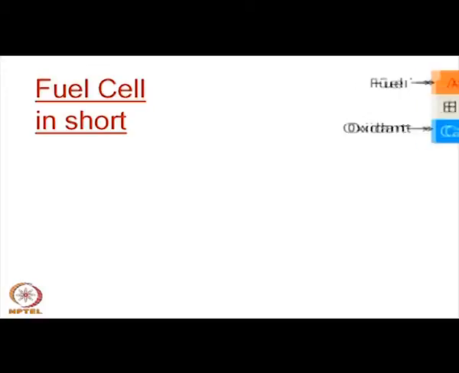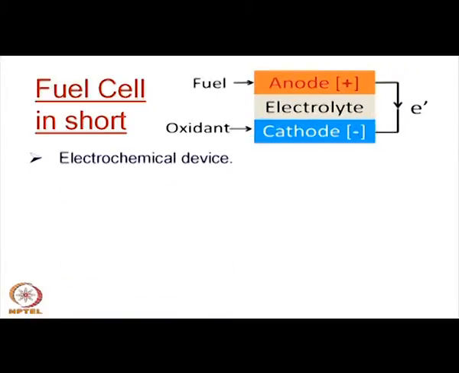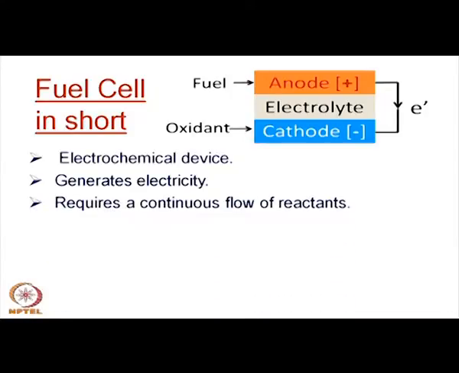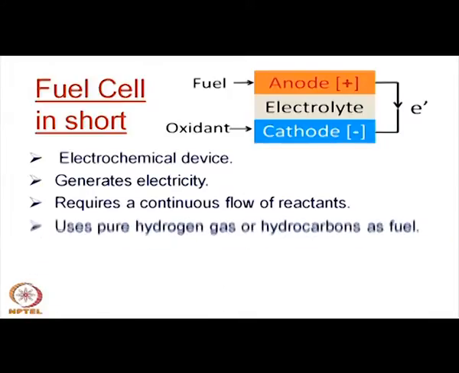In short, what are the characteristics of a fuel cell? As has been mentioned, it is an electrochemical device, generates electricity, requires a continuous flow of reactants. As you have mentioned, we will have a fuel and that will be oxidized and that will be burnt electrochemically. So, two reactants are necessary. One is the fuel, a gaseous fuel, of course not a solid fuel in this case, it can only take up gaseous fuels, and an oxidant, normally air.